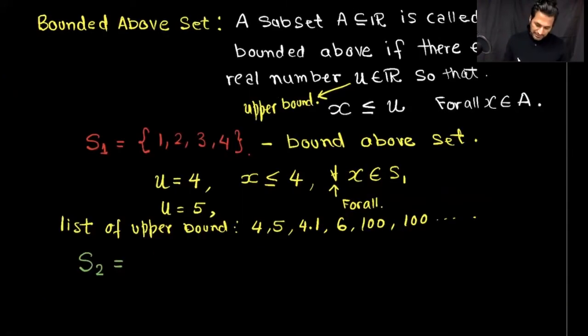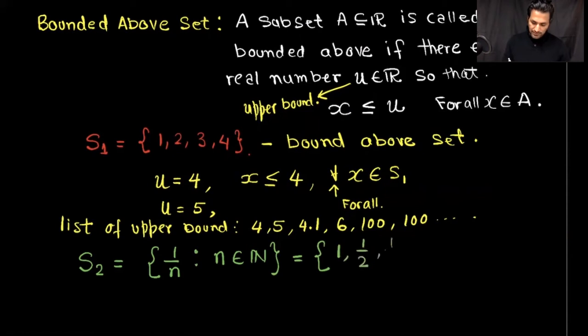Let's take one more example. This time my set is 1 over n, where n belongs to the set of natural numbers. So this is the mathematical way a set has been written. I can also write it in element notation. So the elements of this set are, as you can see, 1, 1 half, 1 third, 1 fourth, and so on. It has infinitely many elements.